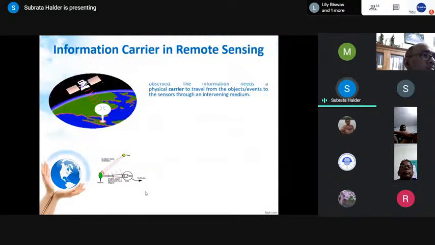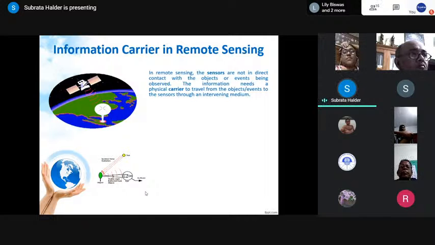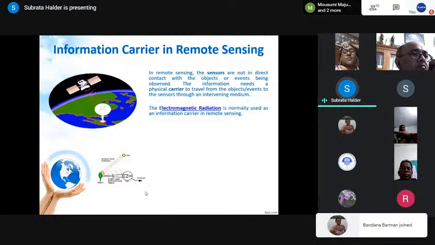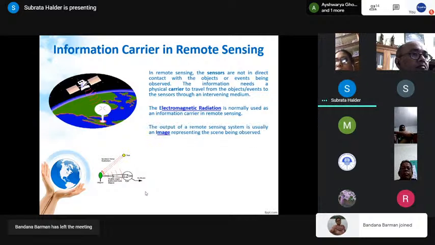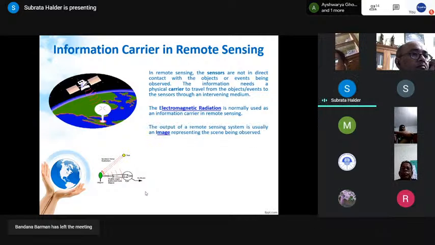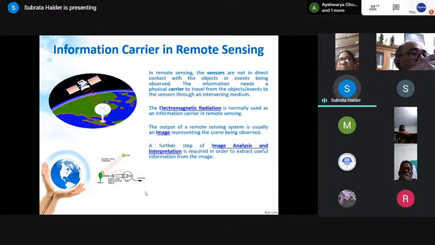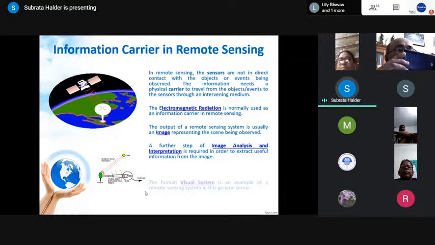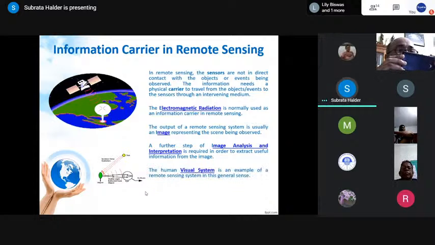Information carrier in remote sensing. In remote sensing, the sensors are not in direct contact with the object or event being observed. The information needs a physical carrier to travel from the object or event to the sensors through an intervening medium. Electromagnetic radiation is normally used as an information carrier in remote sensing techniques. The output of a remote sensing system is usually an image representing the scene being observed. A further step of image analysis and interpretation is required in order to extract useful information from the image. The human visual system is an example of a remote sensing system in this general sense.